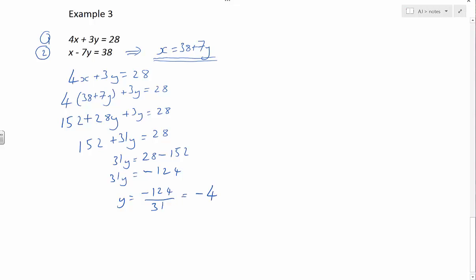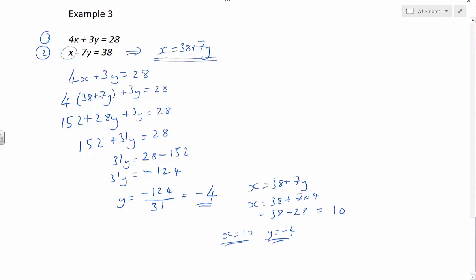y is negative 4. If y is negative 4, and we know that x needed to equal 38 plus 7y, then x will equal 38 plus 7 times negative 4, which is 38 minus 28, which is 10. So the final answer is that x equals 10, y equals negative 4. So it's a little less obvious than elimination, but sometimes it is a very appropriate thing to do, especially if you can find just a variable all by itself, like in this case.